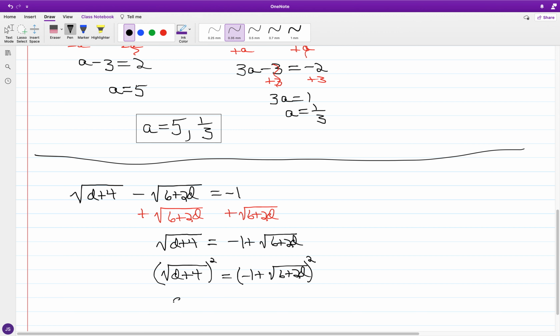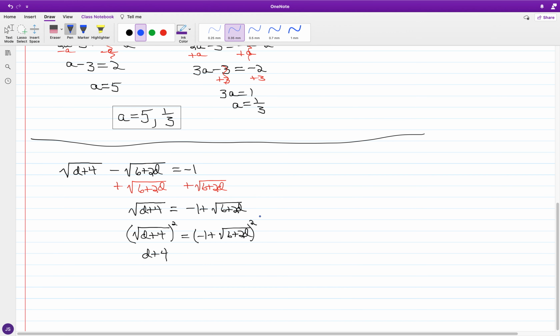Okay, so left-hand side is going to be d plus 4. And for what I'm going to have to the right, you have negative 1 plus the square root of 6 plus 2d times itself. Now, in the process, if I'm FOILing out, you have -1 times -1 is 1. Outside product will have the negative of the square root of 6 plus 2d.